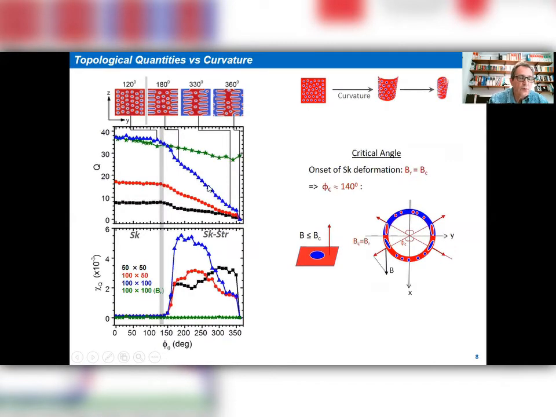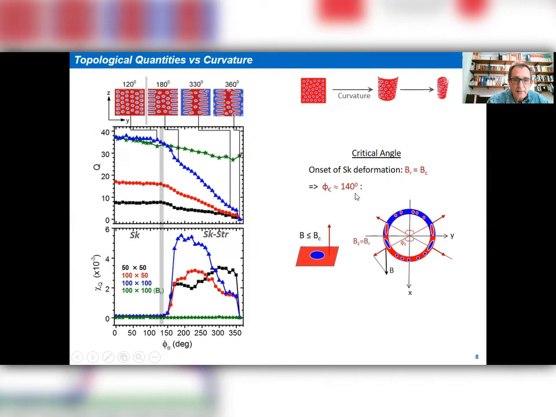And here are the results for different samples of different sizes. If you follow the blue line, we can see that if we start from the planar case, which corresponds to 0 angle here, we have the well-known skyrmion lattice, and the topological charge remains almost fixed up to a certain critical value of the angle. Beyond this angle, it starts to decrease. Looking at the color maps, we can see that at this angle, we start having deformation of skyrmions.